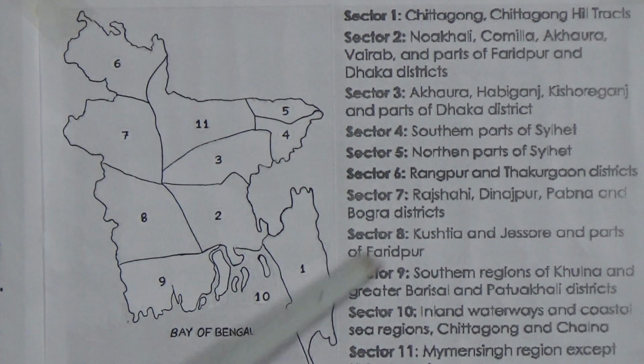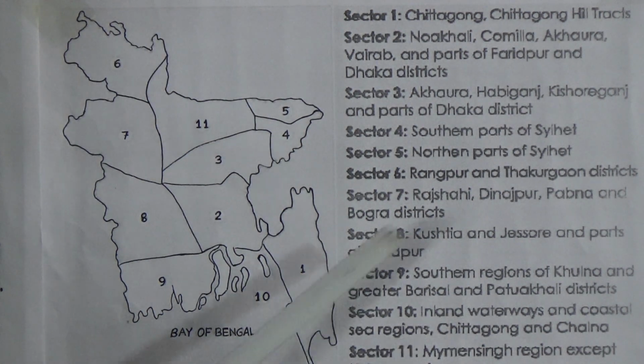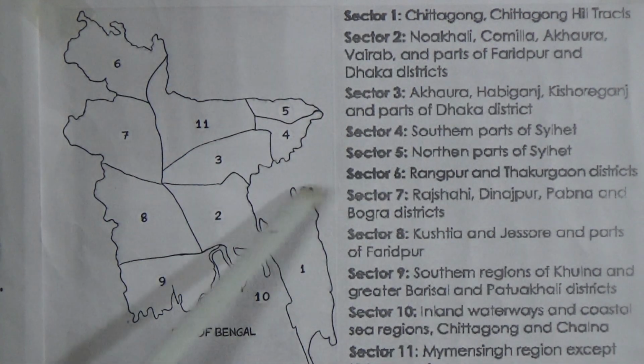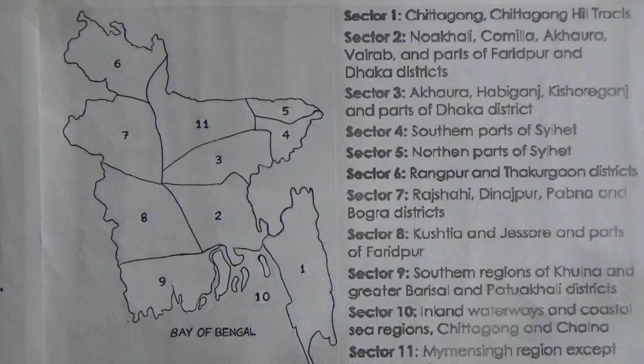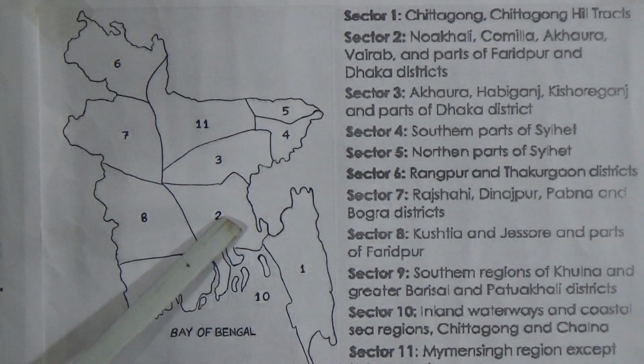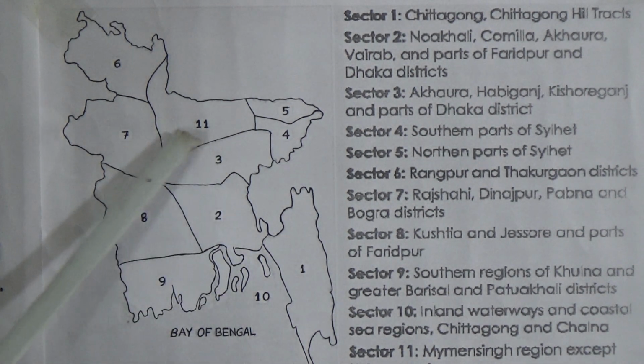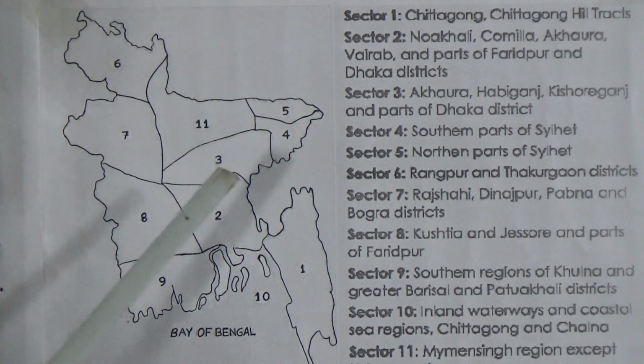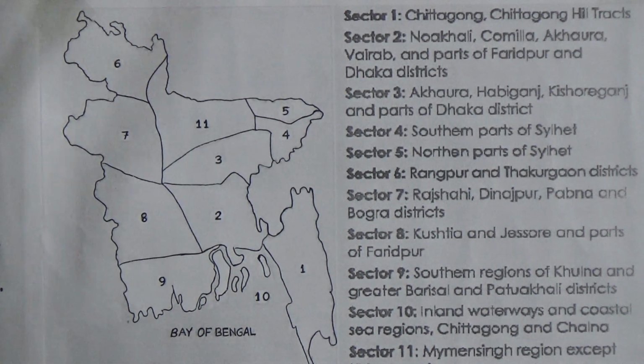So you can go through these sectors in your book. Sector 1 is Chittagong, the hill tracts, and some parts of Noakhali. Just like this, you will go through these sectors and try to remember them. It's very important that you know about sector 10. A question might come: why was sector 10 exceptional from the other sectors, or what was the main task of sector 10?